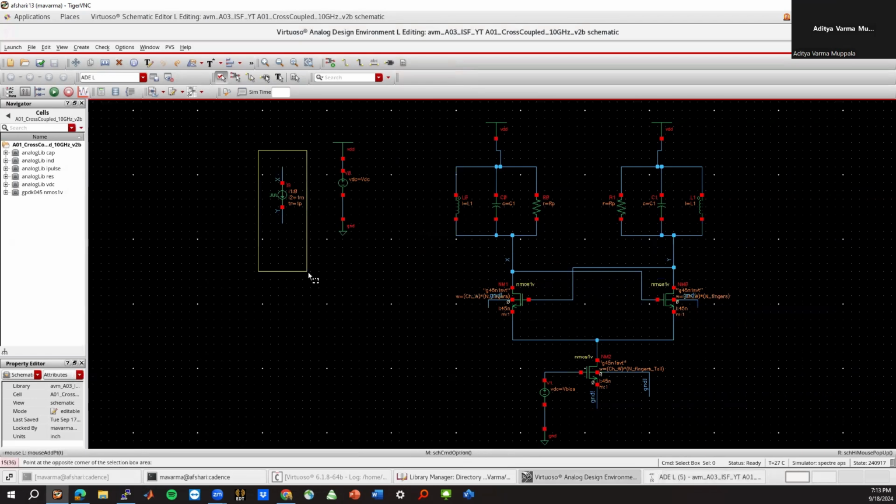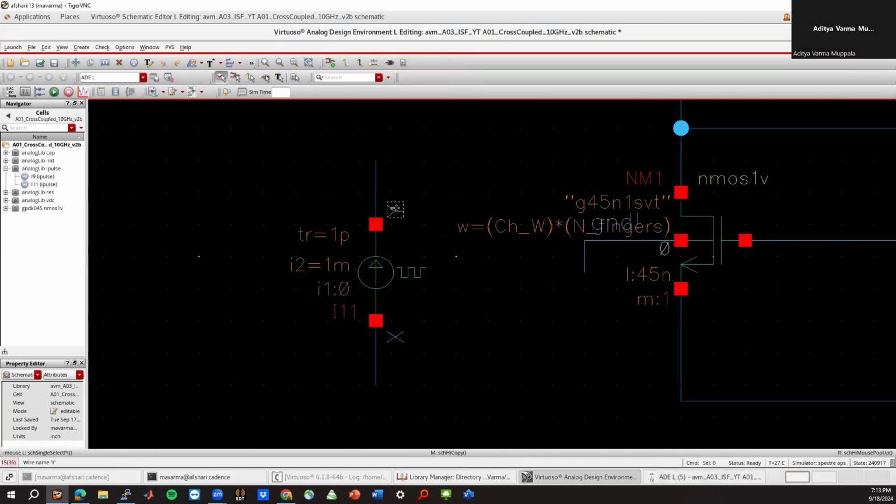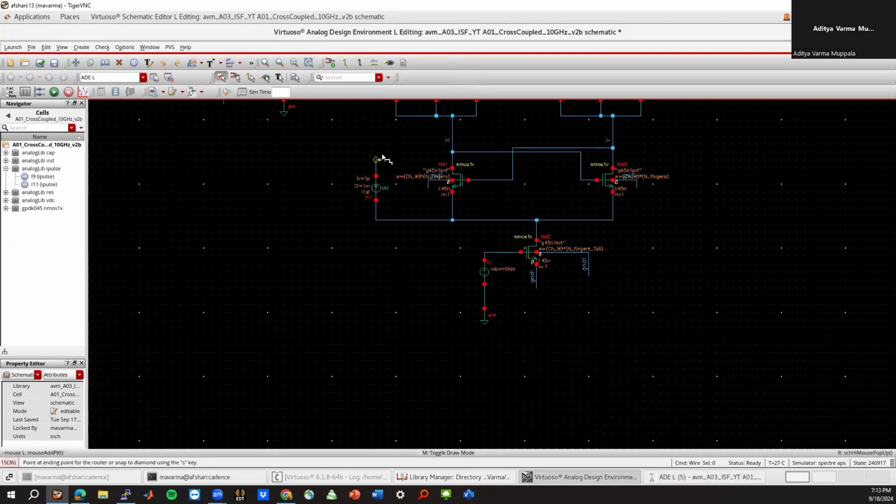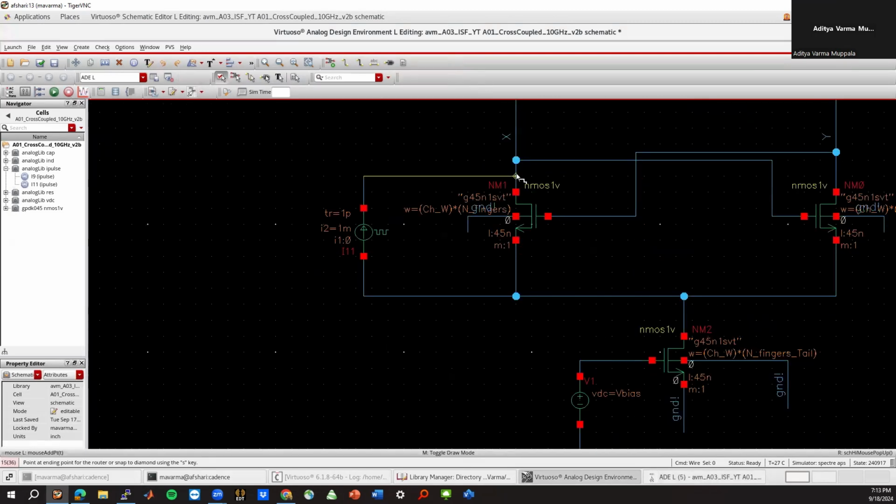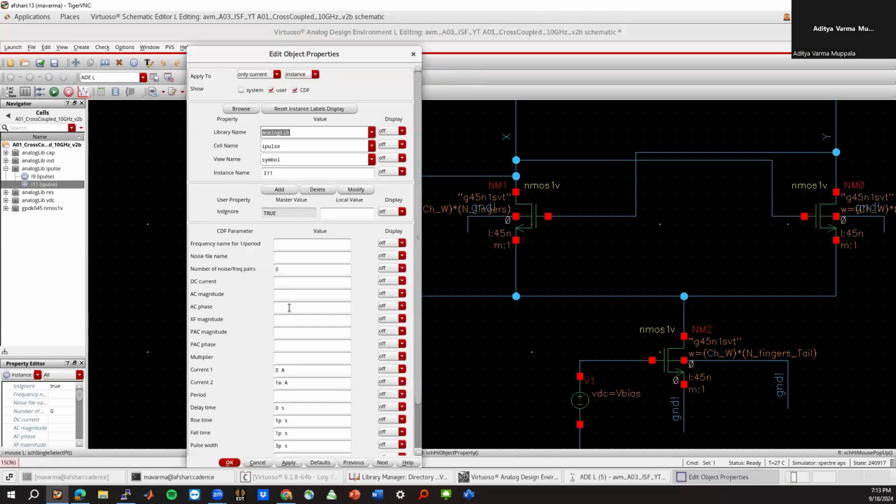Okay, and we also need to set up an injection current. So I'll copy the impulse current from there, remove these labels, and then we'll connect it up across this transistor. So I'm right now measuring the ISF of this transistor's current source, or this transistor's noise, for example, right? Okay.